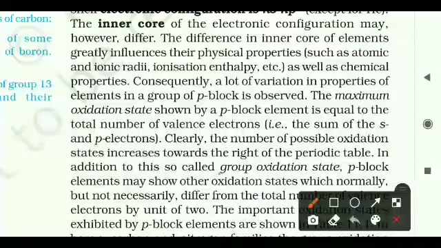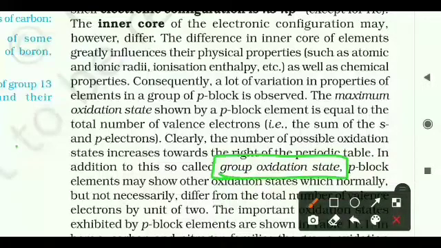The p block elements show the oxidation state, and that oxidation state is known as group oxidation state of p block element. That type of oxidation state is known as group oxidation state, because in p block element the valency electrons present, the outermost electrons, are the valency electrons. So the outermost electrons or the valency electrons show the oxidation states, or they are responsible for the oxidation state of the p block element.